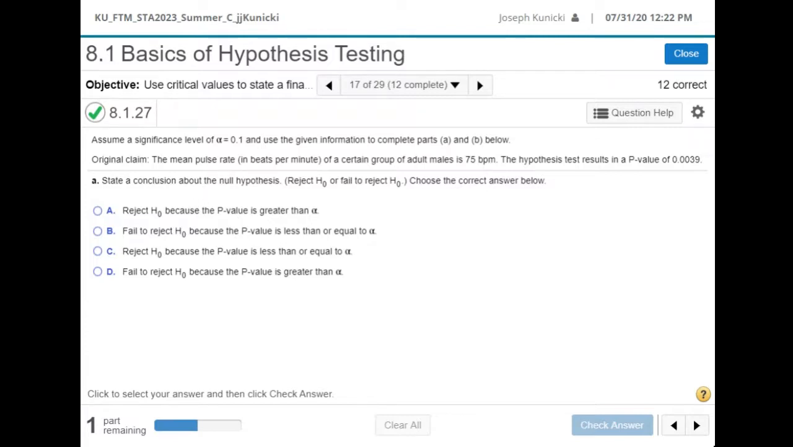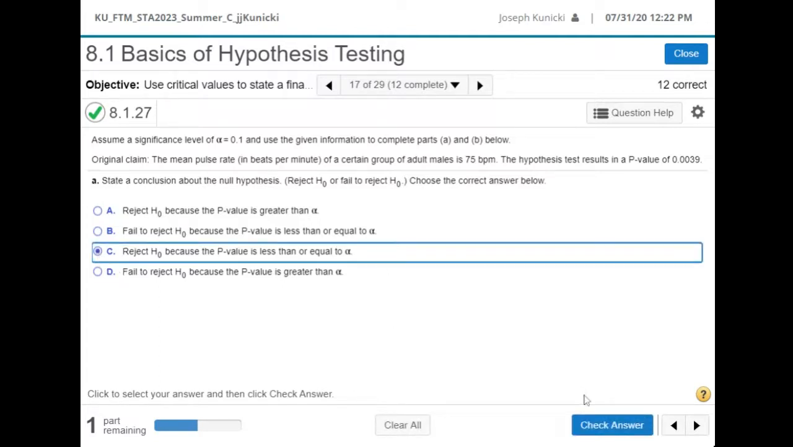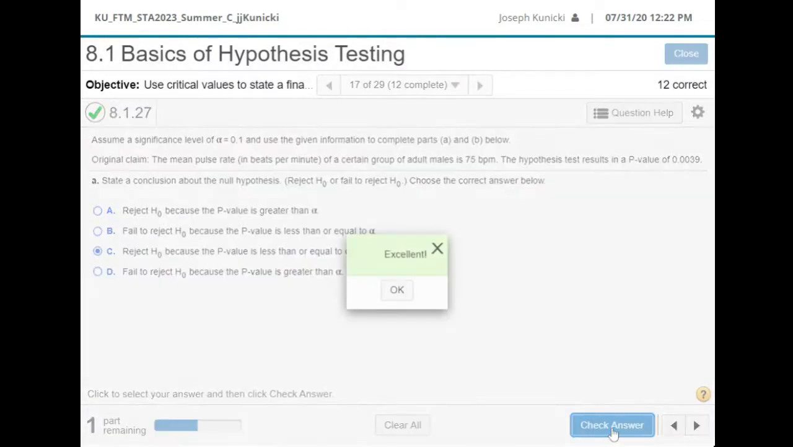And the one that makes sense is C, because A says that P is greater than alpha. That's not true. We just said that it was less than or equal, but usually it's less than. So check your answer. There you go. Now, if you didn't get this earlier, you can find it on the Homework 9 file, which I will share with you.